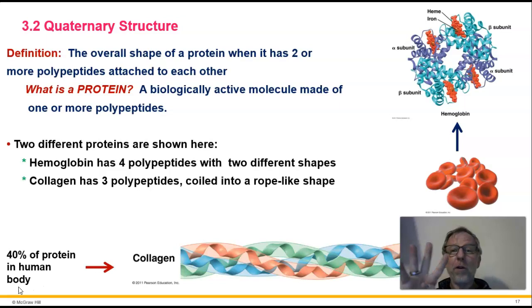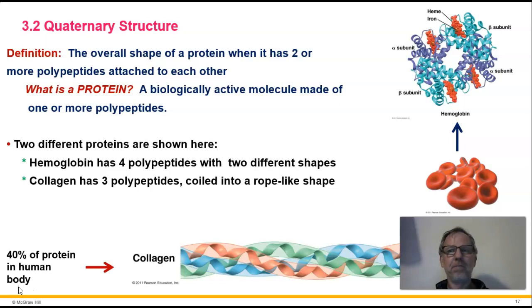All right, here's the fourth and final level of protein structure. Now, not all proteins have this level. Not all proteins go up to the quaternary level. Some stop at the tertiary level. A protein only has a quaternary level of structure if it's made up of two or more polypeptides that are stuck together. So, the definition of the quaternary level of structure is the overall shape of a protein when it has two or more polypeptides that are stuck together.